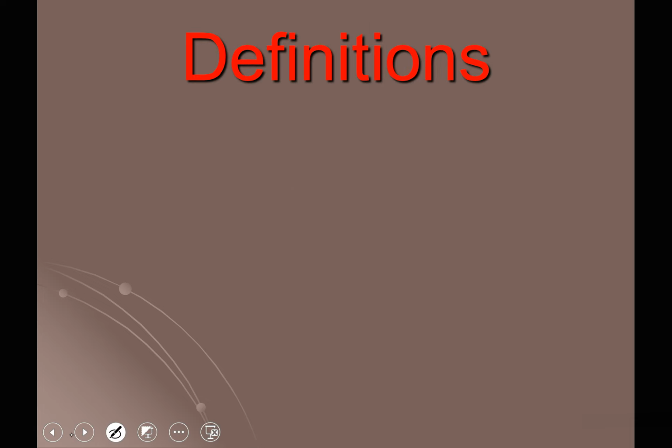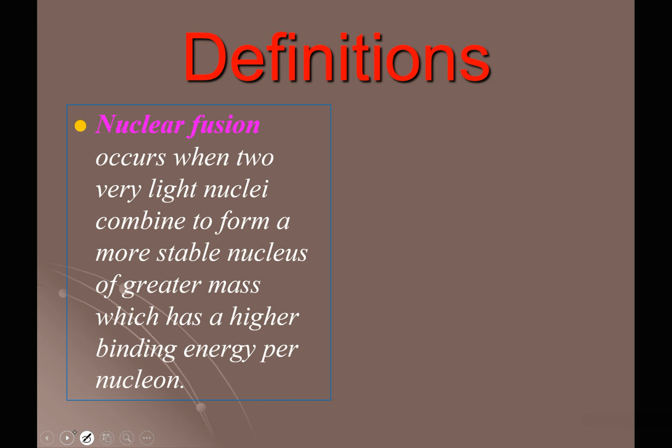Definitions. We have been talking about nuclear fusion and nuclear fission. So what is the difference between these two? Let's start with nuclear fusion. We said this occurs when two very light nuclei combine to form a more stable nucleus of greater mass, which has a higher binding energy per nucleon.